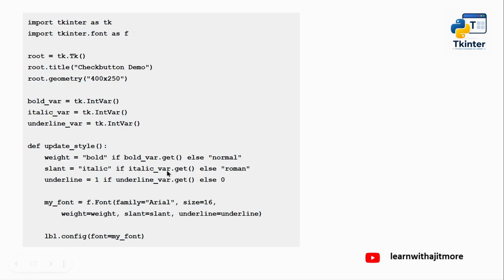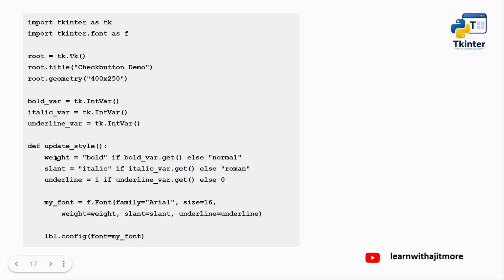Getting? Same way for second variable. Suppose in that second variable, the value is 1. Means second checkbox is ticked. So I'm copying string italic in slant. Otherwise, I'm copying Roman. Roman means normal, not tilted. Getting? And third variable value I'm checking. Whether third variable value is 1 means the third one is ticked. So I'm storing 1 in underline. Otherwise, I'm storing 0 in underline.